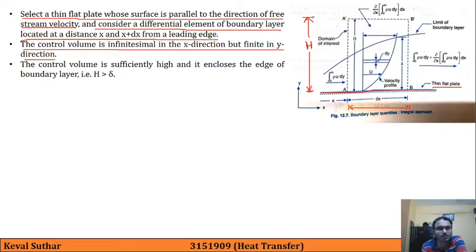The control volume here is sufficiently high and it encloses the edge of the boundary layer, so capital H is always much greater than delta. So this will be sufficiently high.